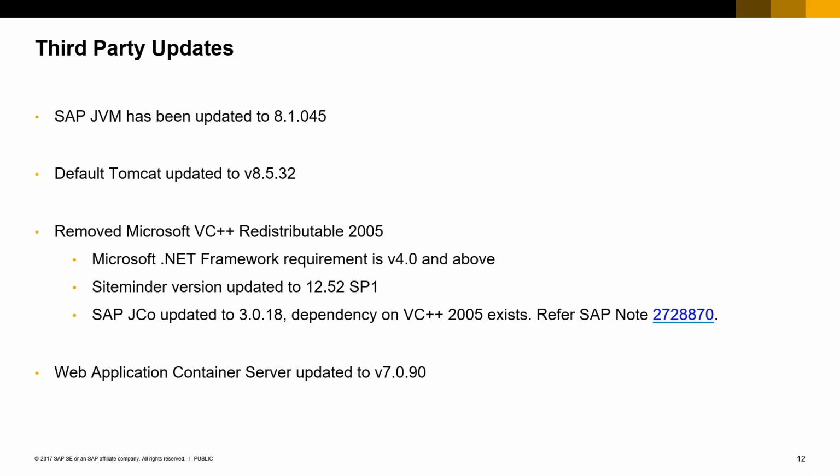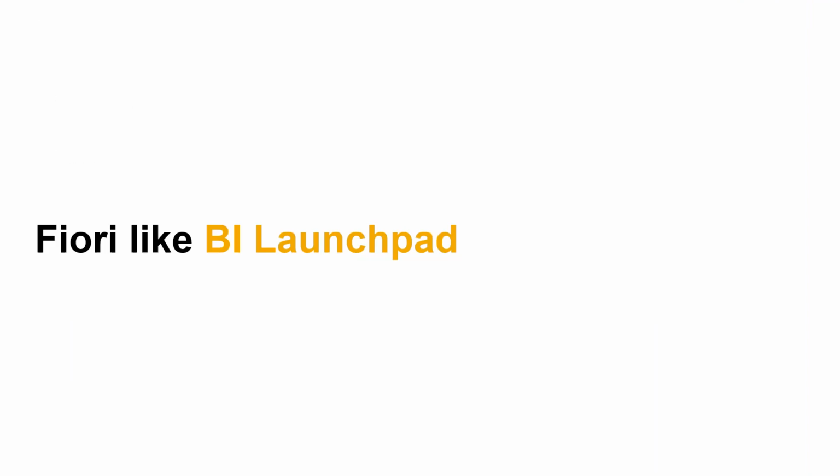If you do a fresh deploy of SP7, 2005 is not deployed by default, but if you decide to use JCo, then you are asked to deploy those files additionally. The SAP note refers to those constraints. The web application container server, which is a bundled Tomcat application, has been updated as well to the 7.0 version. Okay, so those were the installer changes that you could expect with Service Pack 7.